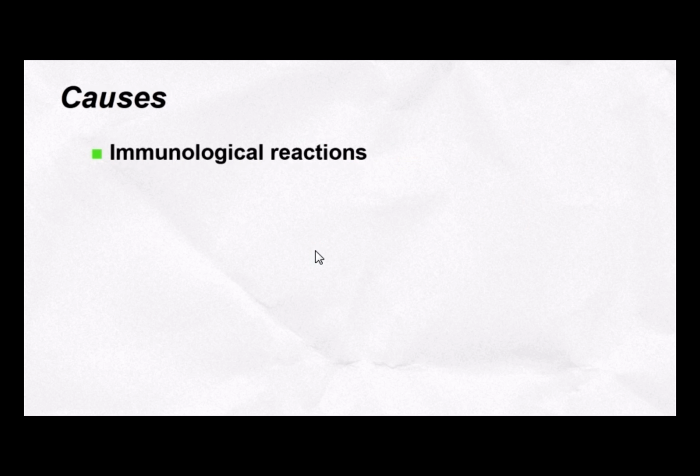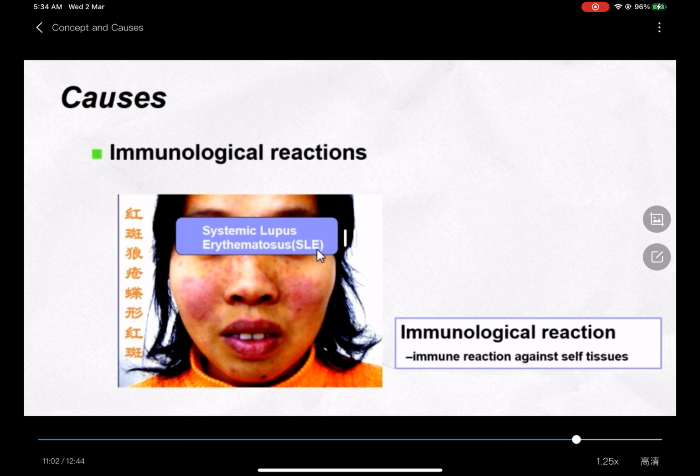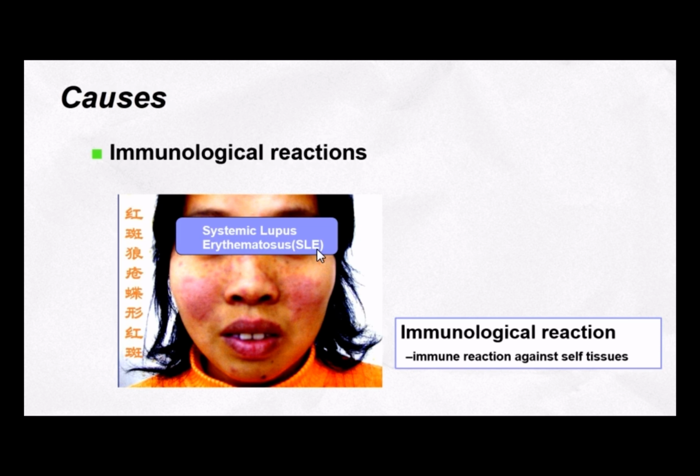Immunological reactions are reactions in which the normally protective immune system damages the individual's own tissues. For example, SLE is an autoimmune disease that occurs when the body's tissues are attacked by its own T cells. There are many red spots on her face.